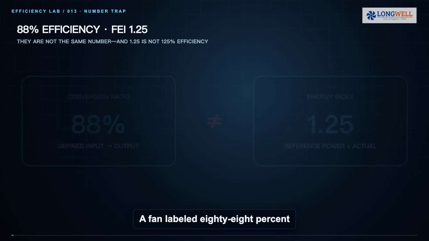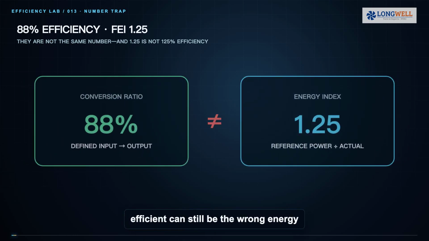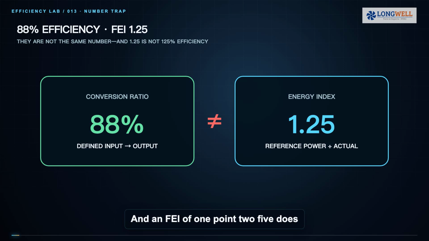A fan labeled 88% efficient can still be the wrong energy choice. And an FEI of 1.25 does not mean 125% efficiency. Those numbers answer different questions. In the next 4 minutes, we will follow every watt from the electrical terminals to the moving air, calculate one real duty point, and show exactly what FEI adds.